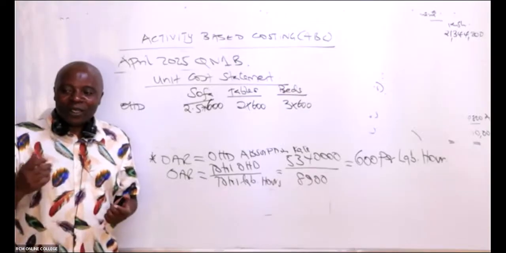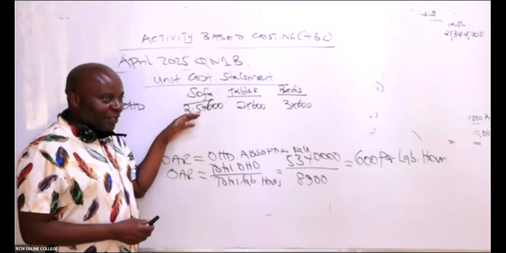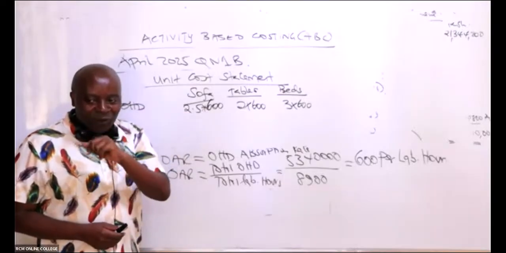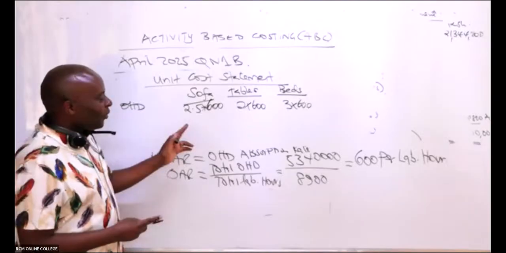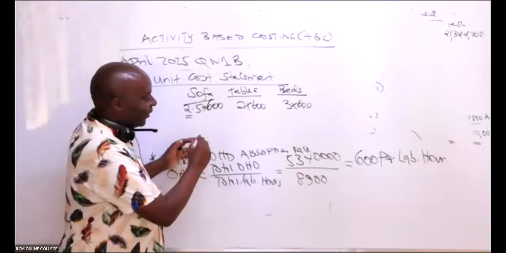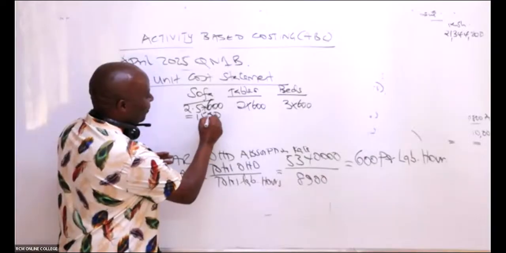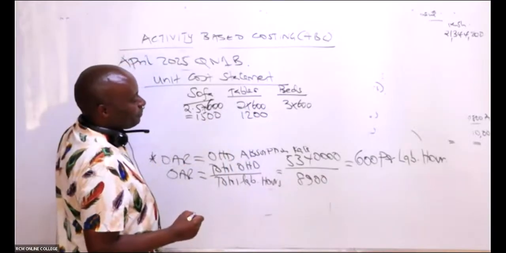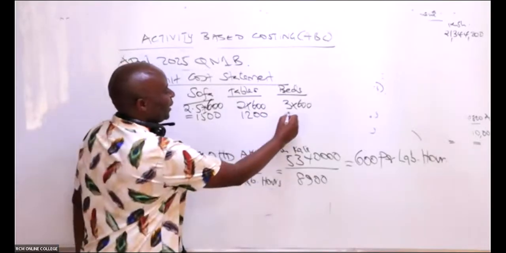Remember, if they wanted a total, then I would have multiplied this with the number of units. Like if you're going to make 1,000 sofa sets, then times 1,000. But you see, this is just for one unit. So 2.5 times 600 gives me how much? 1,500. Thank you so much. Then 2 times 600 is 1,200. The last one is 1,800.